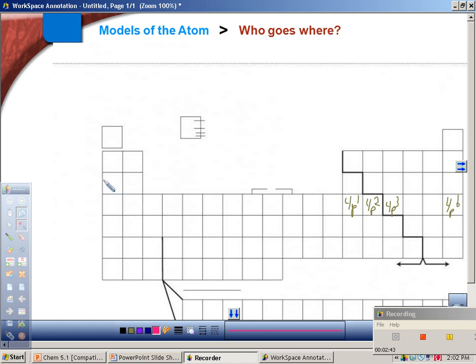So if I was to talk about this box here, it's on the 3rd level. That's an s. These are my s's, and that's the first box. This is the second box.